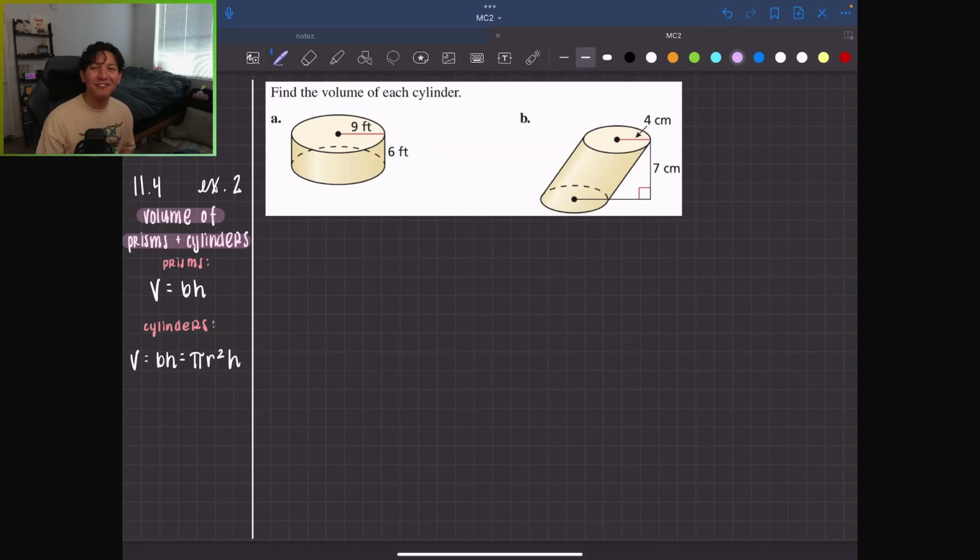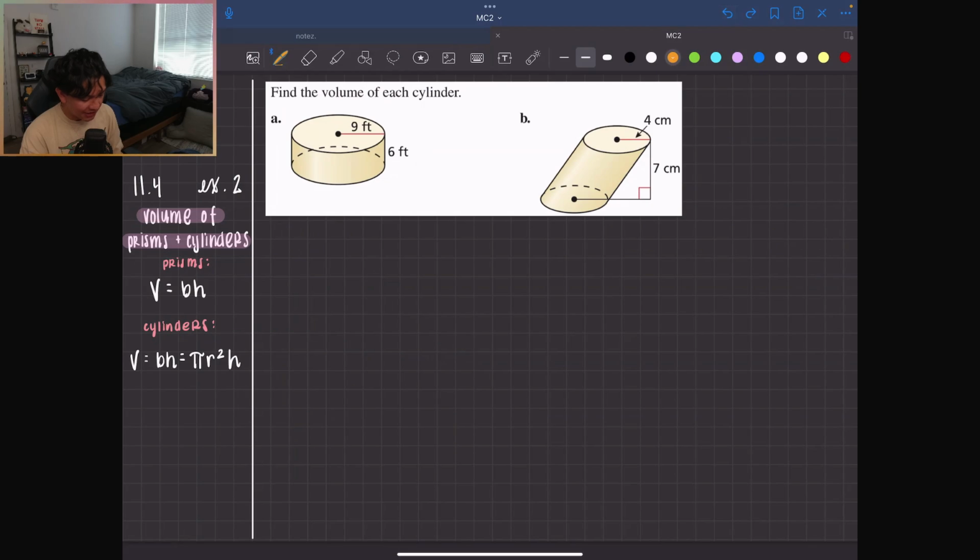All right, let's go ahead and find out the volume of a cylinder now. A cylinder is a circle, and it's basically like a tall circle, like circles on top of circles. So let's try out A. Find the volume of each cylinder.